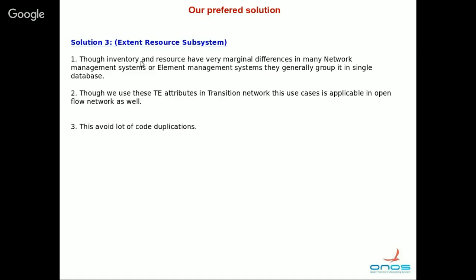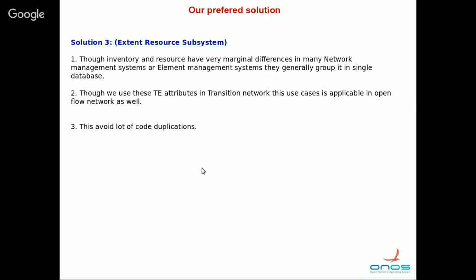There are three reasons which made me think this is the better solution. One is that in our current NMS, network management system or element management system, the resource and the inventory are in most cases clubbed together as a single database, which is maintained together. Also, though we use the TE attributes in transport networks, I think in OpenFlow networks too this can be useful in the future, where we tag the devices with some particular properties and want to control the path which we compute. One more reason is that this avoids a lot of code duplication. These are the reasons why I prefer this solution.